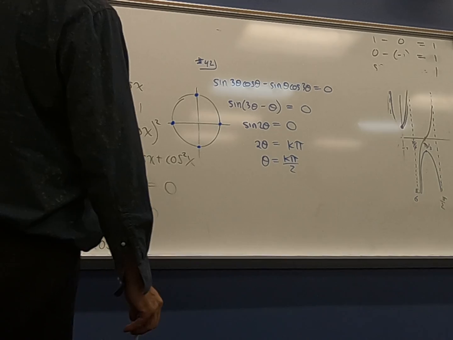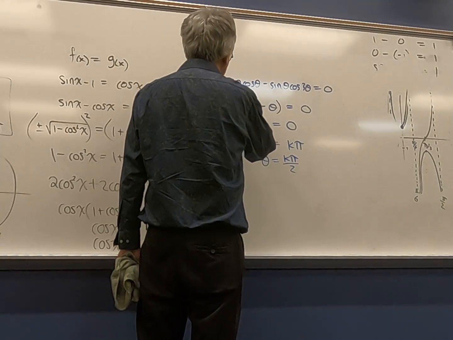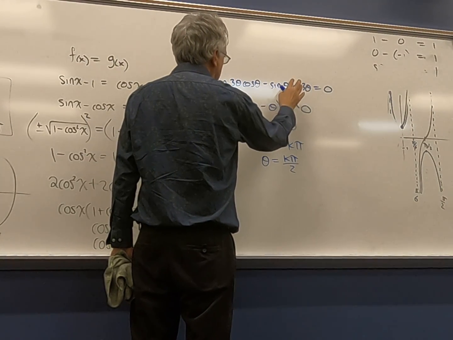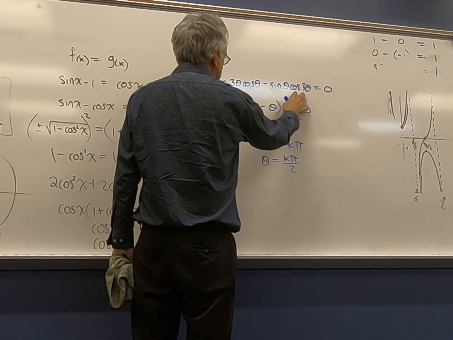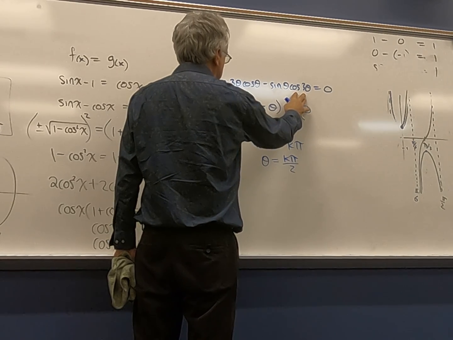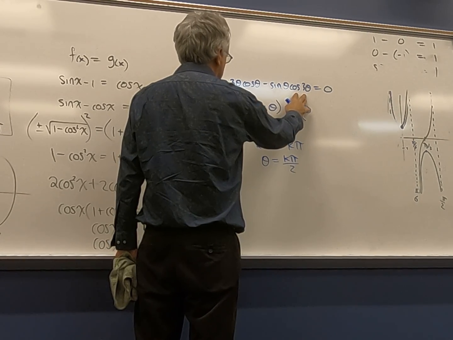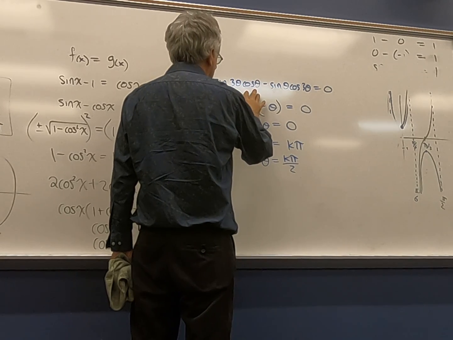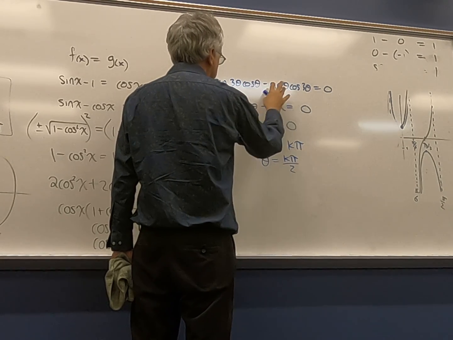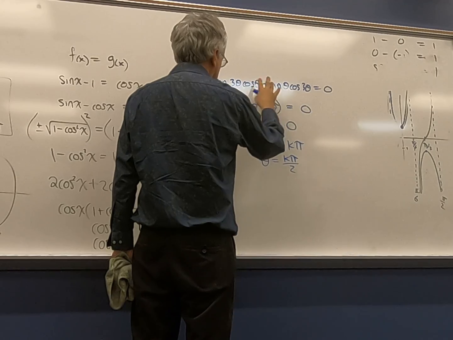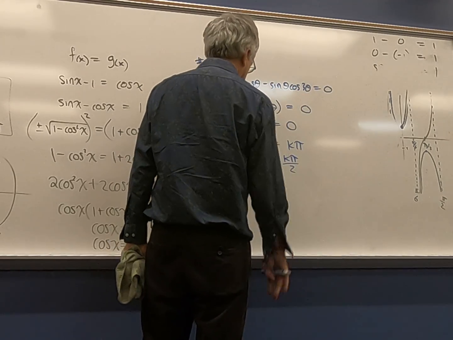Pi over 2, sine 3 pi over 2 is 0. Cosine 3 pi over 2 is 0. Cosine pi over 2 is 0. Cosine 3 pi over 2 is 0. 0 minus 0 equals 0.